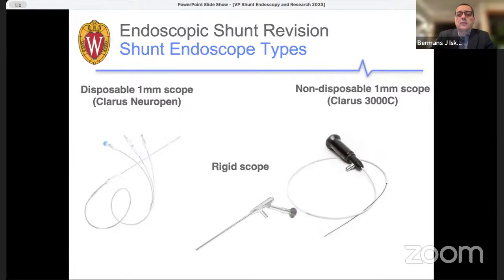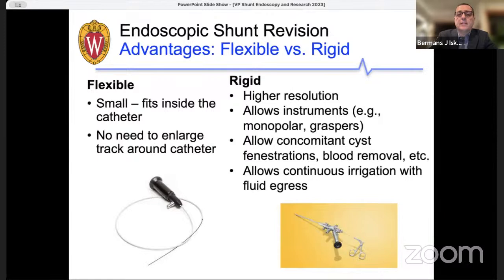The flexible ones are small. They fit inside the catheter. There's no need to enlarge the track around the catheter. Whereas the rigid ones are much higher resolution. They allow instruments. They allow cyst fenestrations, blood clot removal, etc. And they allow continuous irrigation with fluid egress.